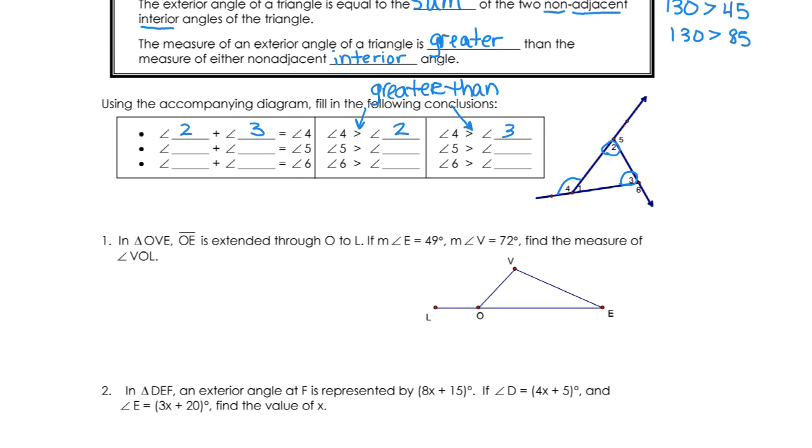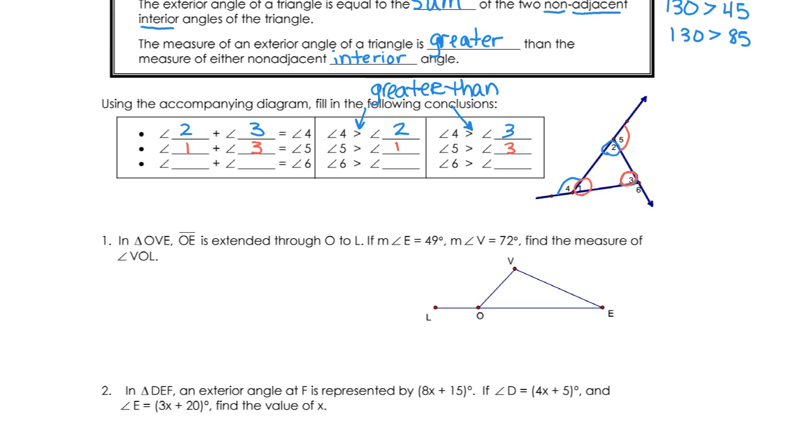If I look for angle 5 and realize it's an exterior angle, its non-adjacent interior angles would be 1 and 3. They're inside, but they're not next to 5, so they're the non-adjacent interior angles. Those are the angles that would add together to equal angle 5. Therefore, angle 5 must be greater than angle 1, and angle 5 must be greater than angle 3.